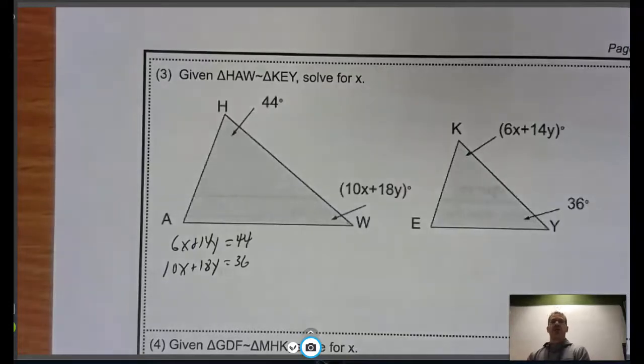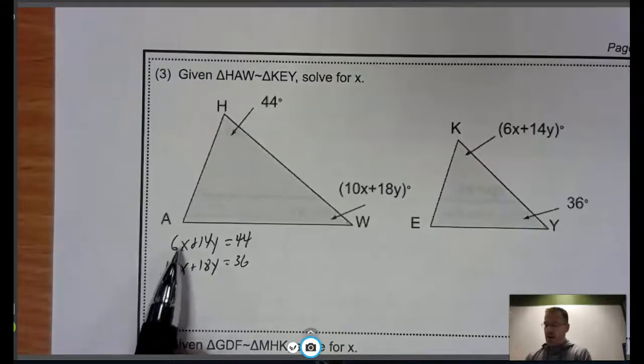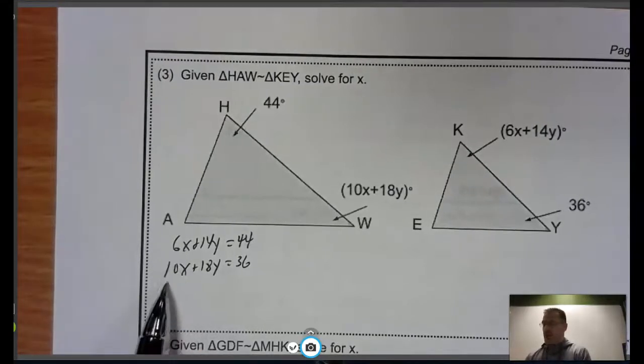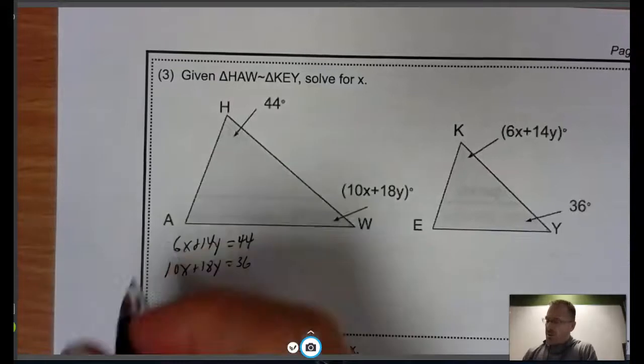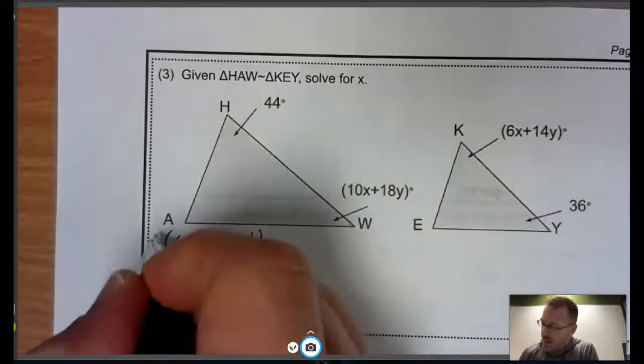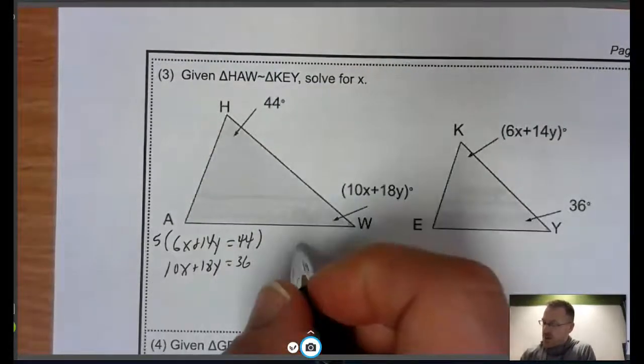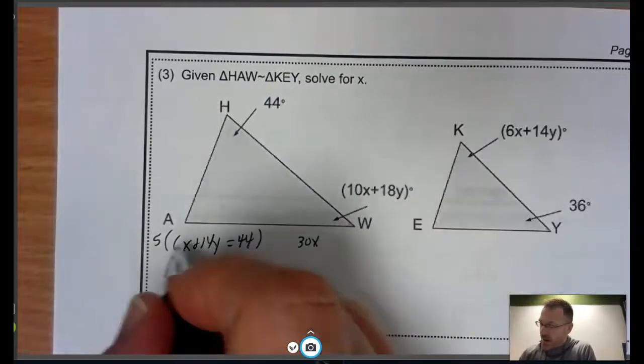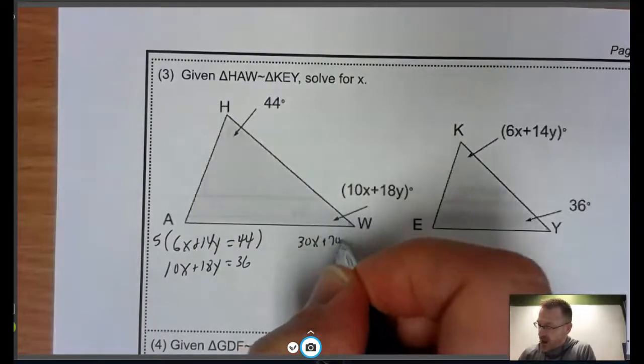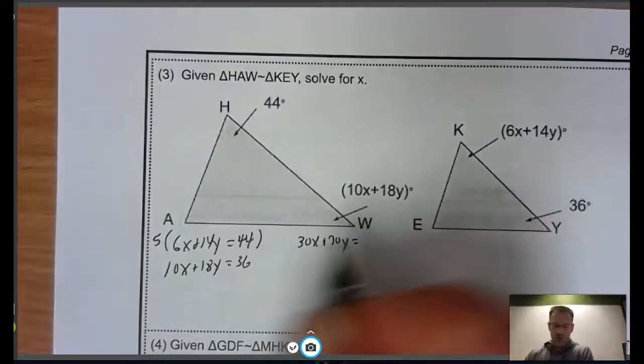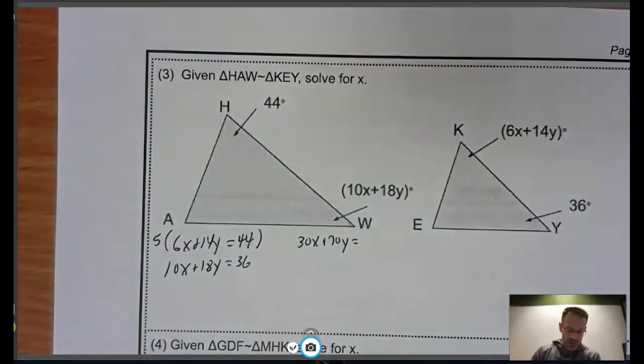If we have a system of equations problem, typically the easiest way to solve that is with elimination. And that's what I'm going to do now. I'm going to eliminate our x's here. So I'm going to look at 6 and 10, and I can see that the first number that is divisible by 6 and 10 is 30. So I'm going to multiply this top equation right here by 5. So 5 times 6x, that's 30x. 5 times 14 is 70y. And then 5 times 44 is 220, I believe. I'm going to just double check that here.